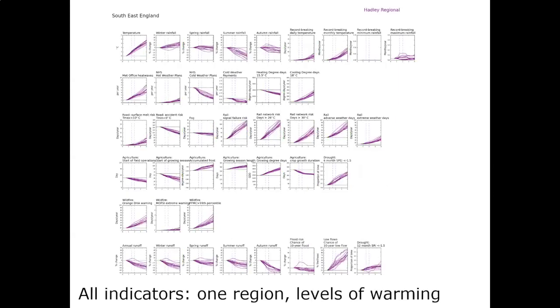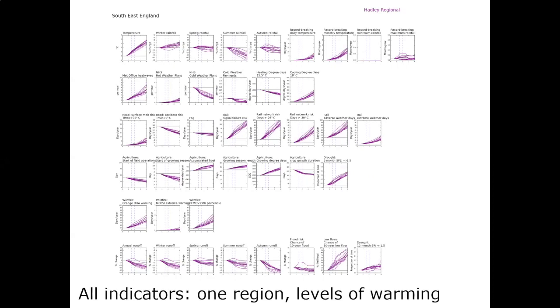The third way of looking at our results is by level of warming. So here we've got, for the same region, those same indicators. This time we've plotted the indicator not against time, but against increase in global warming. And the vertical dotted lines are 1.5 and 2 degrees, just for information. In this case, these are all indicators calculated using the regional climate projections.